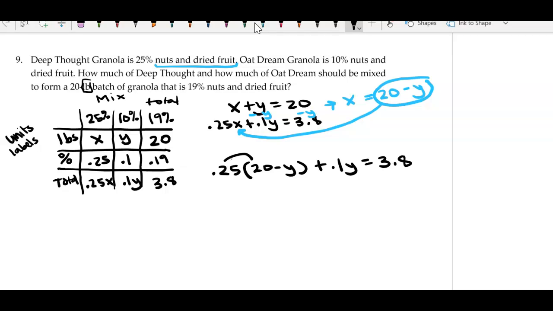Now let's distribute this through. What's 0.25 times 20? Should be 5. And then minus 0.25y plus 0.1y equals 3.8. What should we do now? We could combine those together. So what's negative 0.25 plus 0.1? Should be 0.35. Look at it again, this was a subtract. Sorry. You're okay, it's an easy mistake to make. Should be negative 0.15.